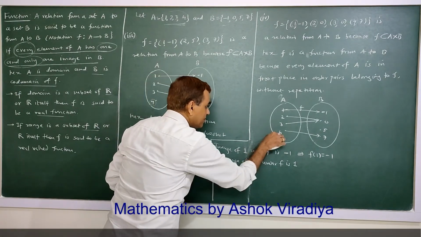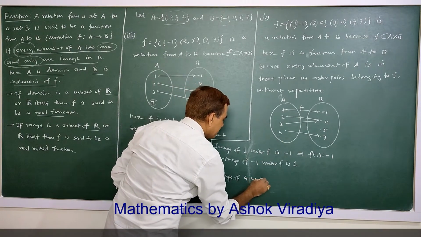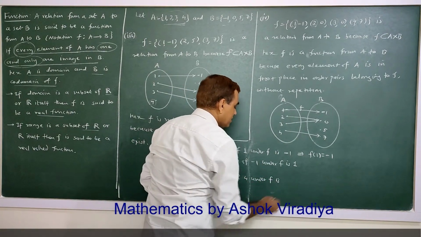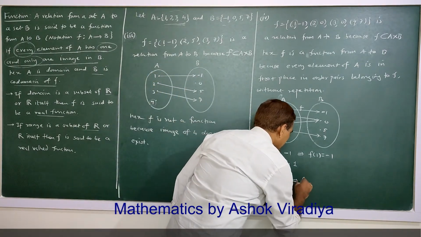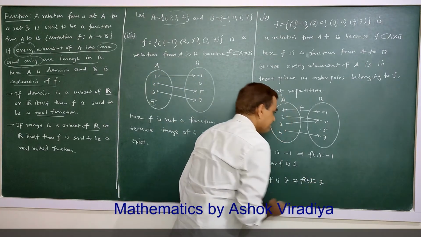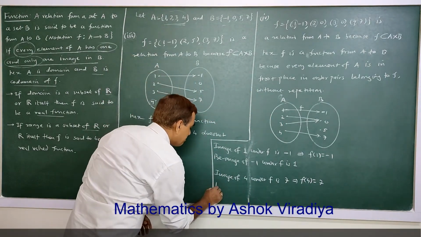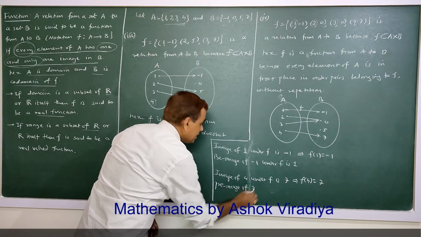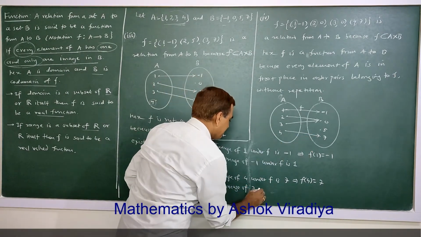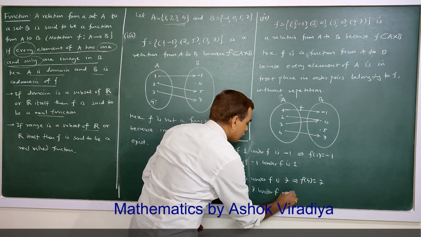Image of 4 under f is 7, which means f of 4 is 7. This can also be spoken as: pre-image of 7 under f is 4.